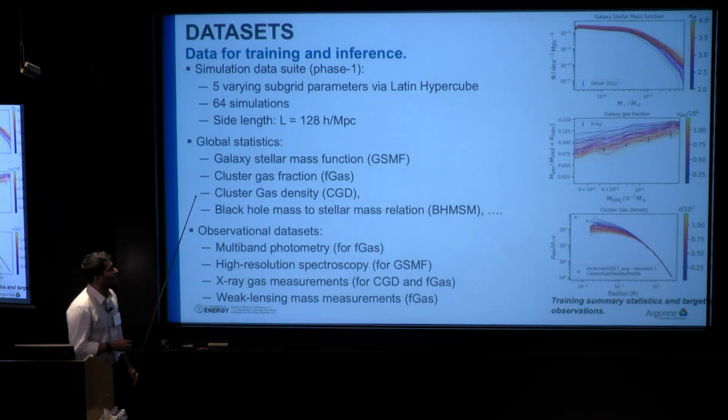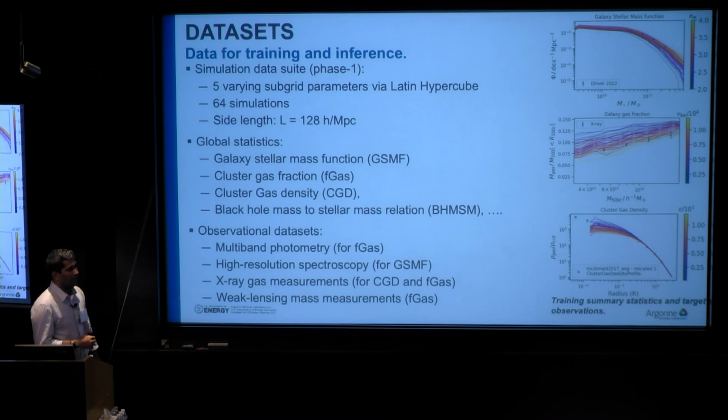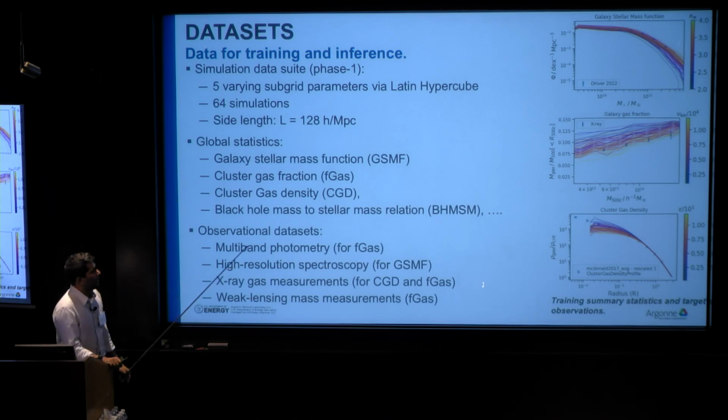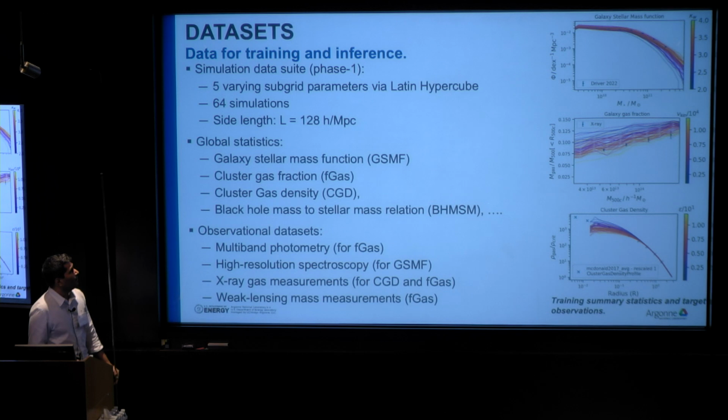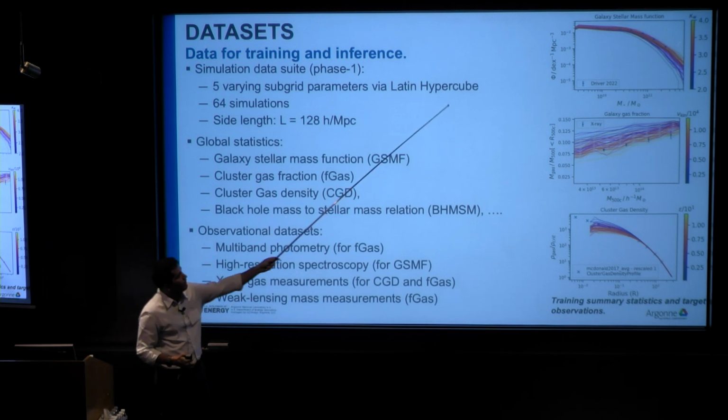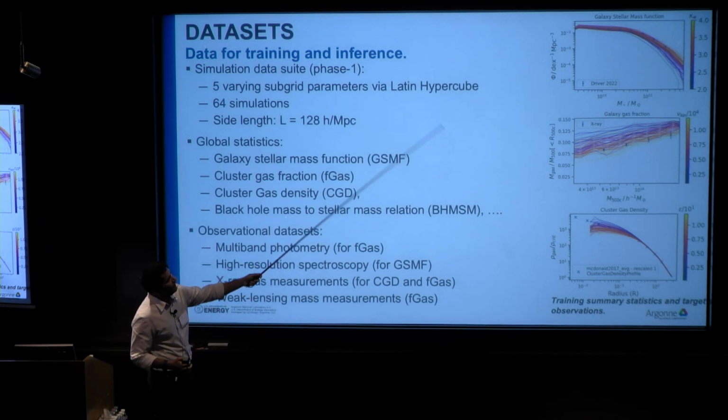Okay, so the training points that we are using, like I mentioned before, we have 5 subgrid parameters. And again, we go with the traditional approach. We start with an experimental design that involves a Latin hypercube. We have decided to go with 64 simulations with a side length of 128 megaparsec over h. Sorry about that length. And from each of those 64 simulations, we have extracted multiple summary statistics. So there are galaxy stellar mass functions that you can see there, for all the 64 simulations. And I think I'm coloring by one of the velocity parameters.